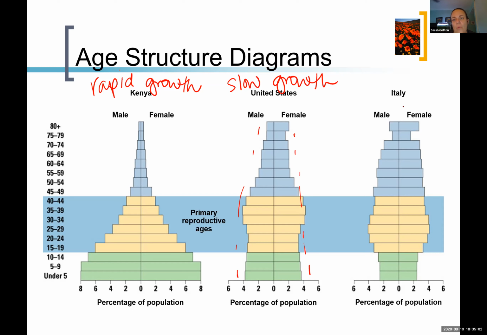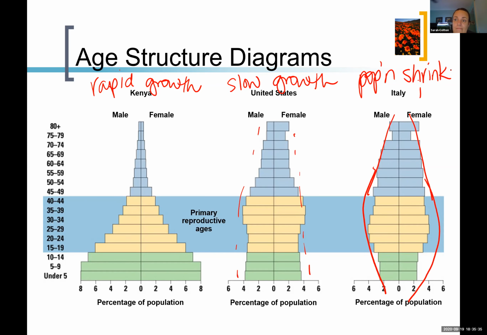Well, the top is always narrow just because people die when they get old, right? So the top is always narrow, but look at what's happening like here. Do you see how it's kind of fat in the middle but narrow at the bottom? What do you think is happening there? What do you think is going to happen in the future from this when this diagram was made? The population is shrinking, okay?